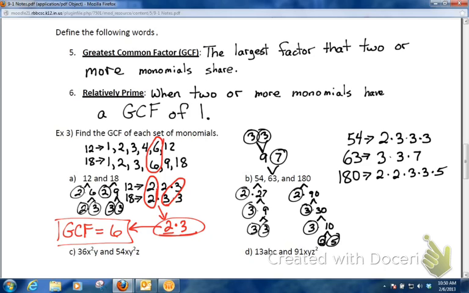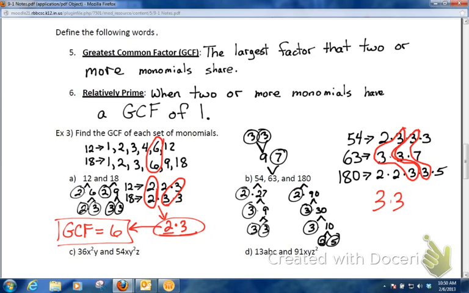Now, again, I'm looking for what they have in common. Oh, let's back that up. I didn't take this guy's first one. So here's a 3 in common that they all have. So I'm going to write that 3 down. And then it looks like they have another 3 in common. They all have a second 3.